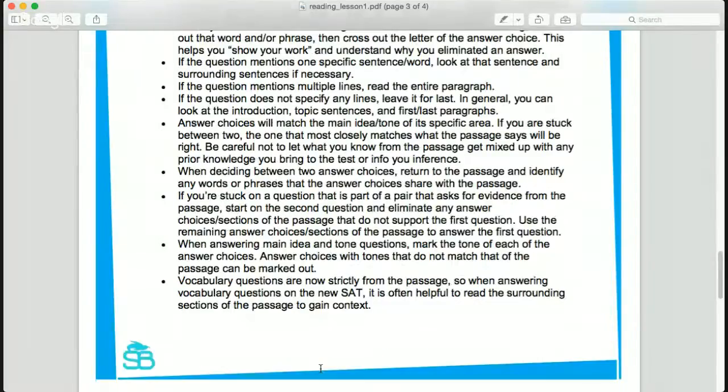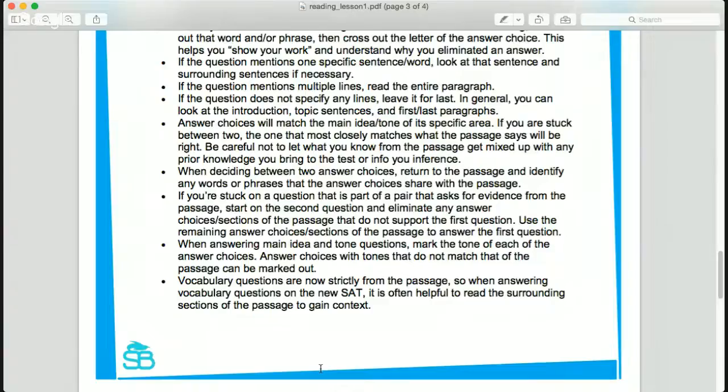When deciding between two answer choices, return to the passage and identify any words or phrases that the answer choices share with the passage. If you're stuck on a question that is part of a pair that asks for evidence from the passage, start on the second question and eliminate any answer choices/sections of the passage that do not support the first question. Use the remaining answer choices/sections of the passage to answer the first question.